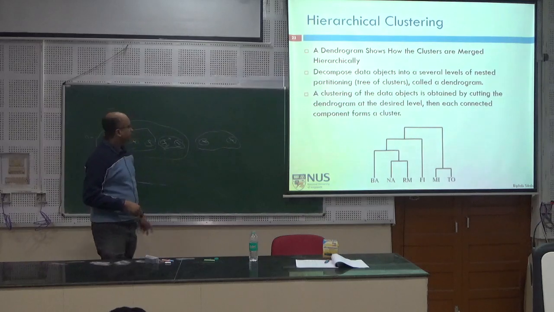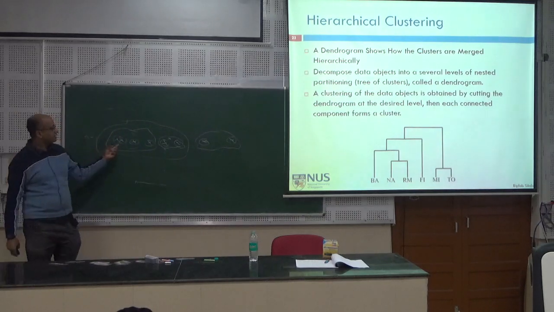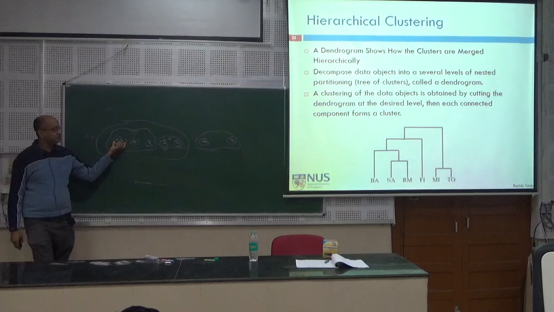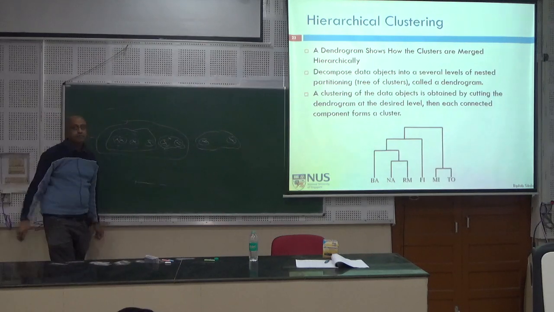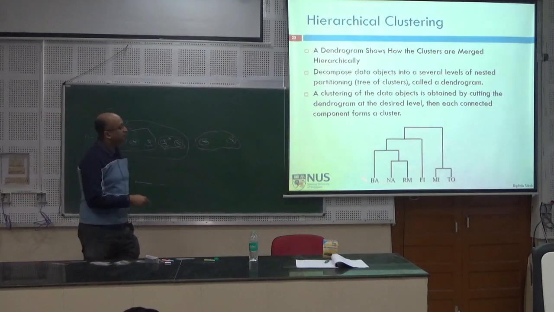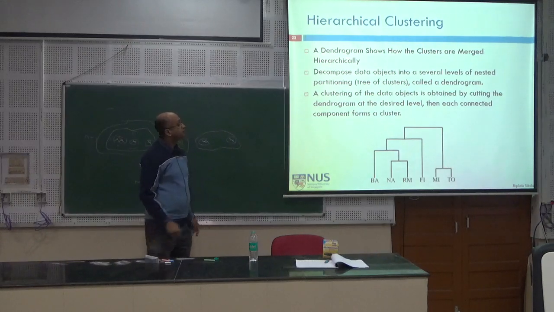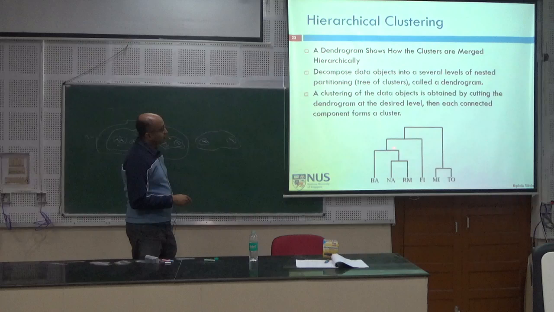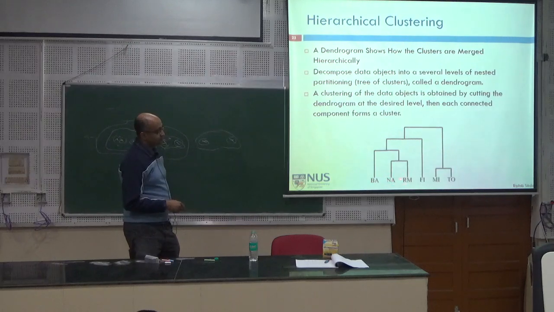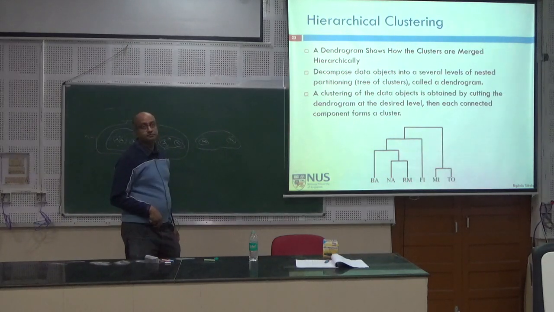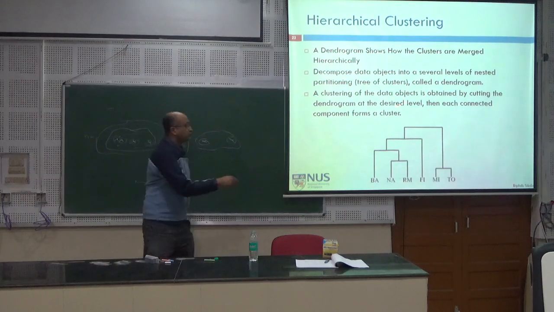Okay. Another way of representing the same thing that I had shown you, I grouped these two together, and so on, is a diagram like this, which is called a dendrogram. In this case, it shows I start with these two together, then I group these two, then I group these three, and so on. This is the whole hierarchy.